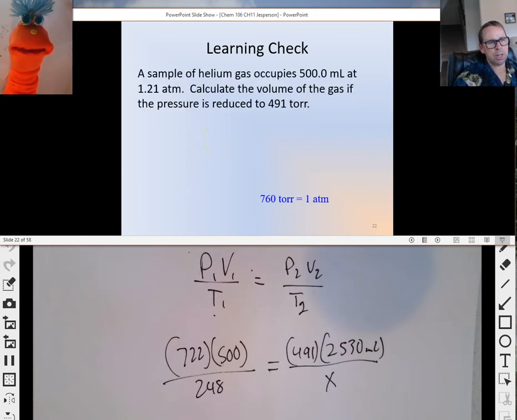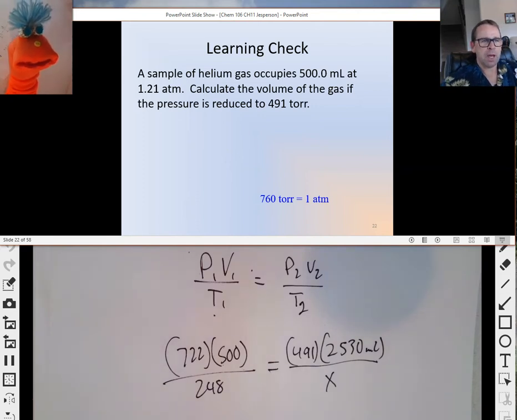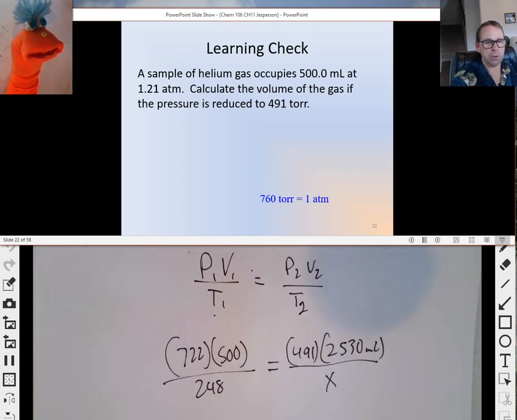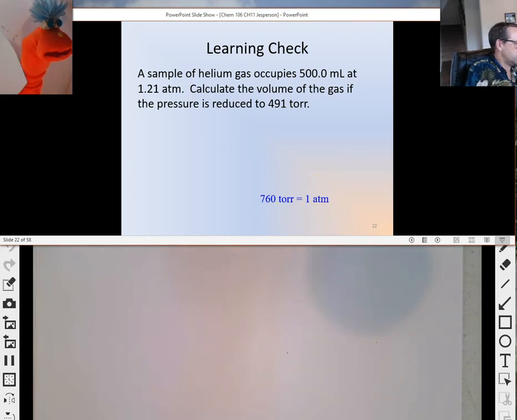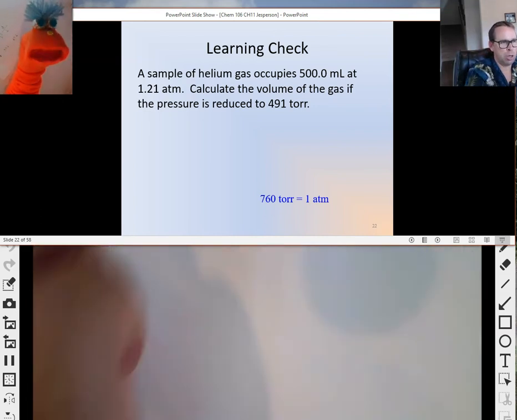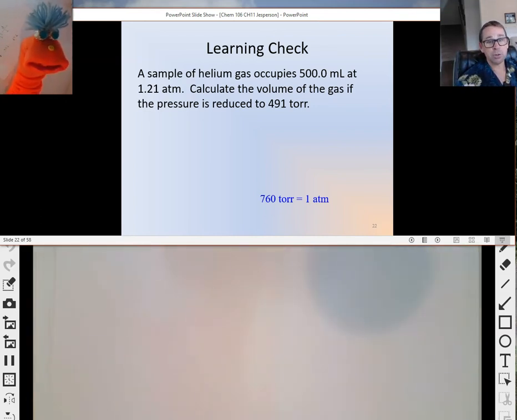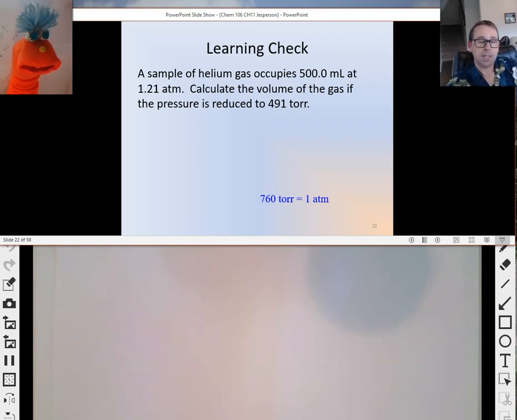Now, here's another one. A sample of helium occupies 500 milliliters at 1.21 atmospheres. Calculate the volume if the pressure of the gas is reduced to 491 torr. And here's a little helpful conversion factor. 760 torr is 1 atmosphere. Okay, now, why don't you try this one for yourself? Does that sound okay? Yeah, I can try that one. Let's give the folks at home a chance to do that. Push pause, try this one for yourself, and see if you get the answer.